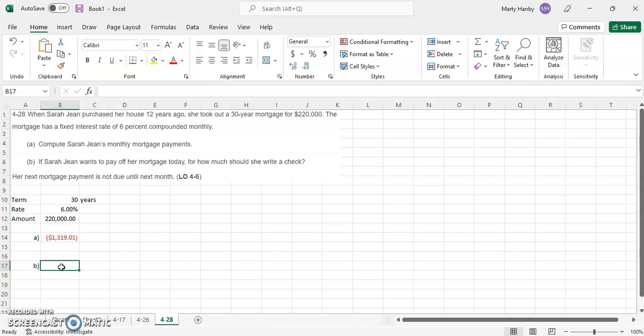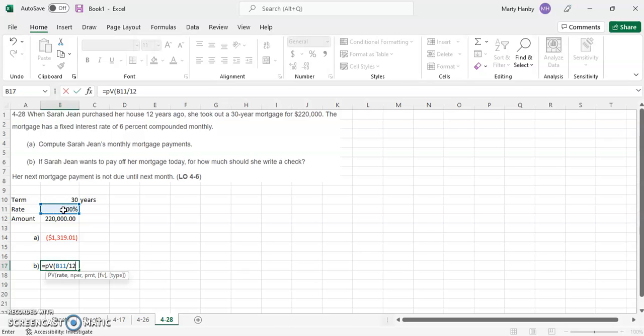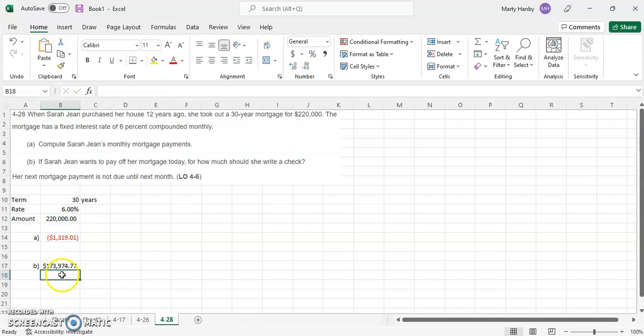So now the last part, the balance is a PV calculation. So that's equal PV. Whoops. And the rate is 6% divided by 12. The number of periods is, remember, 18 times 12. And then the payment is the $1,319.01. And then we can close that up and get $173,974.77.